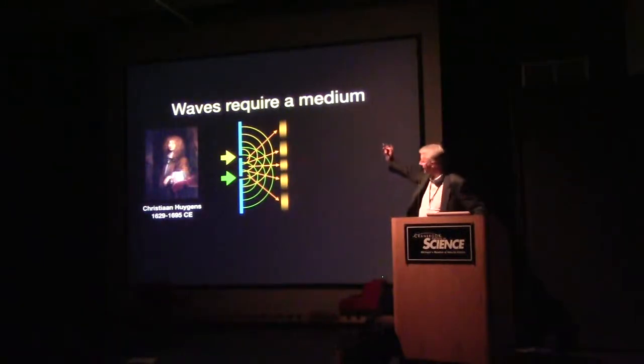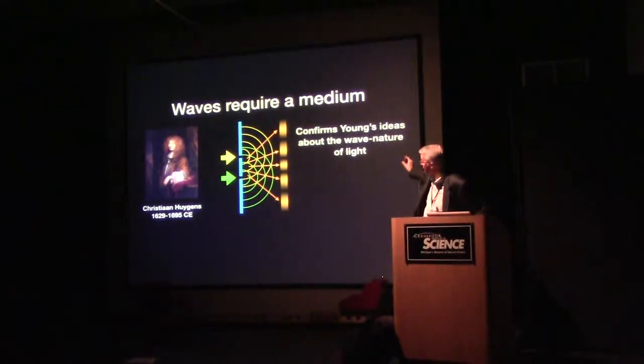Now, this one is yellow, and that one is green, and if you're really going to do the experiment, they need to be the same wavelength. So I'm just doing the different colors to make it easier for your eyes to see what I'm up to, but that's the general idea. So he confirms Young's idea about the wave nature of light.